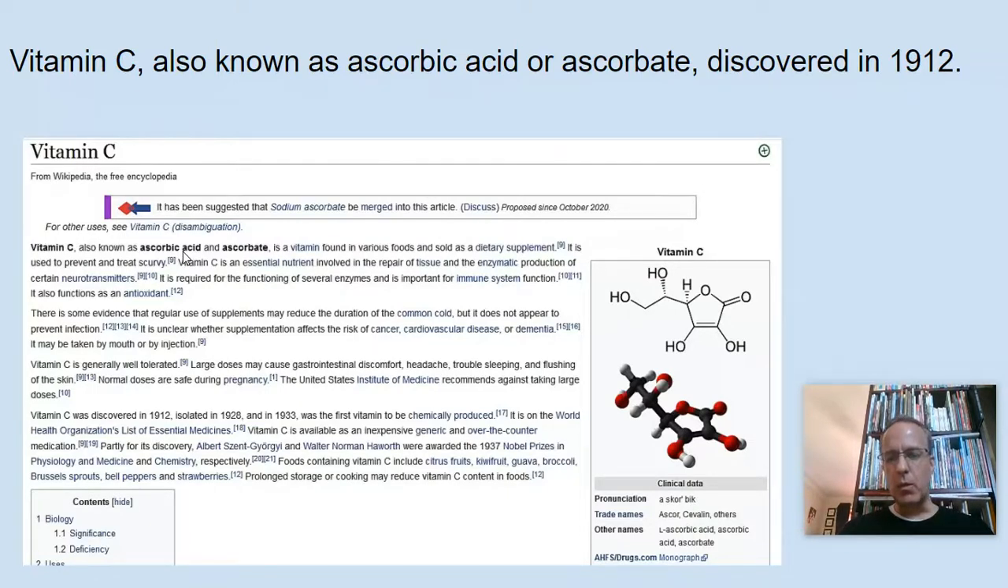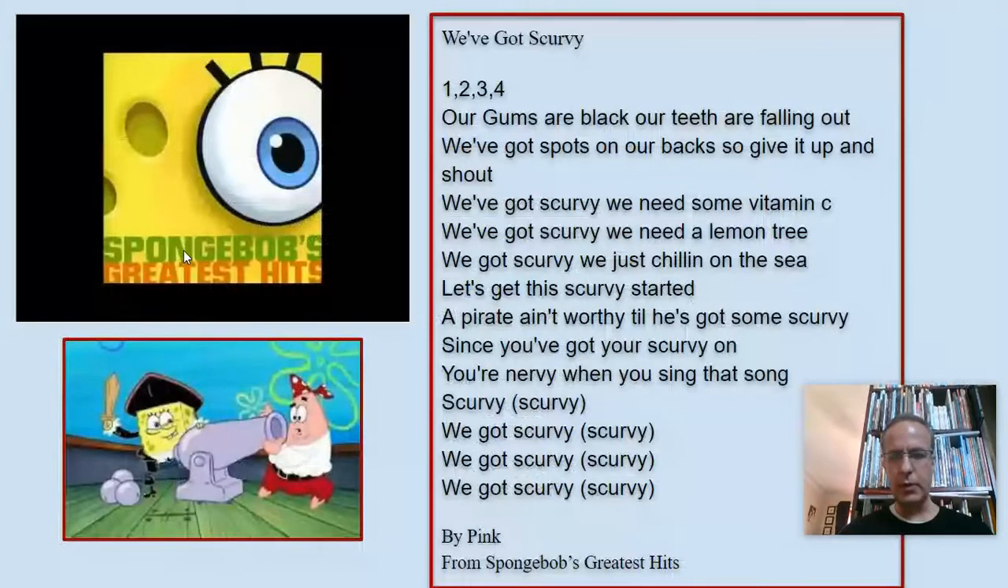By the way, vitamins being named A, B, C, D, E, that was just the order that they were discovered. So vitamin A was discovered first, then B, then C. That's just like the history of it. That's about all I want to say about scurvy.